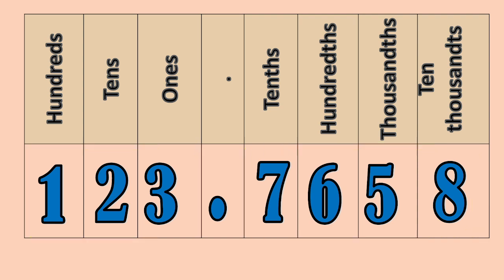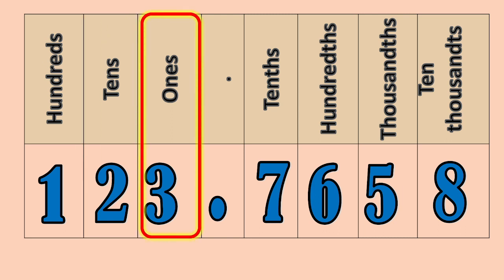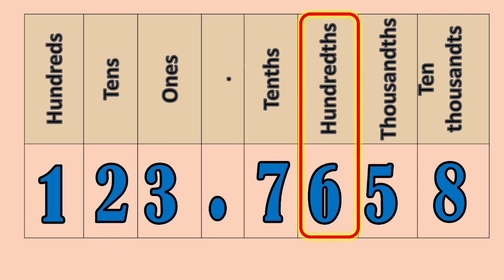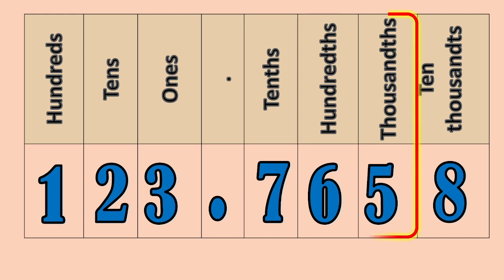The number 123 and 7,658 10,000ths is equivalent to 100, 2 tenths, 3 ones, 7 tenths, 6 hundredths, 5 thousandths, 8 10,000ths.